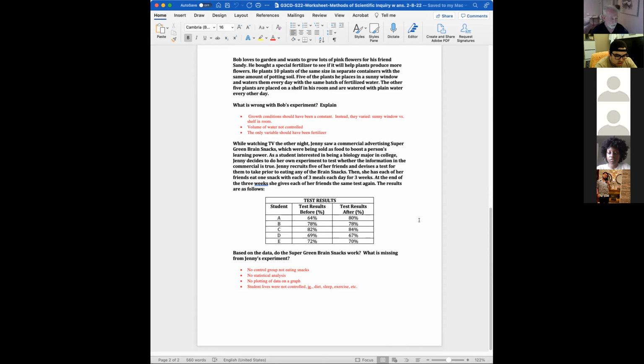It also would have helped to plot the data, but a huge uncontrolled variable here is the lives of the students. So she's just asking, did they eat snacks, and what do they do in the test after they ate snacks? But she didn't control for what the student ate that day besides snacks. How much sleep did the student get? How much exercise? And on and on. So the lives of the students probably were highly variable, which throws a huge uncontrolled variable into the experiment.